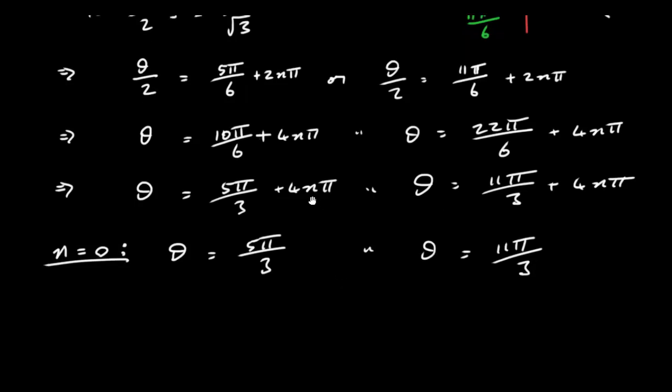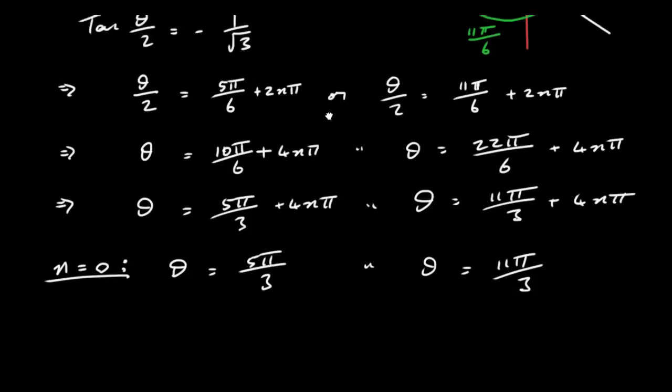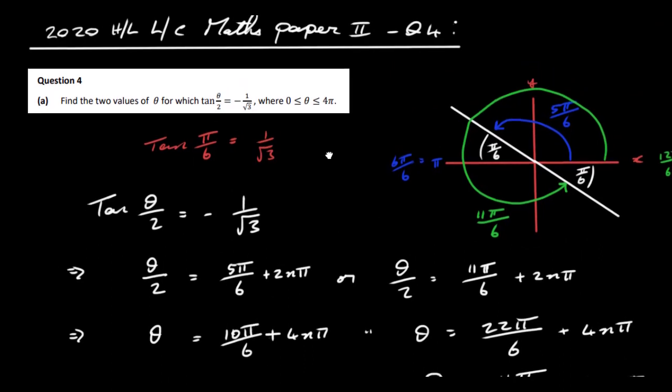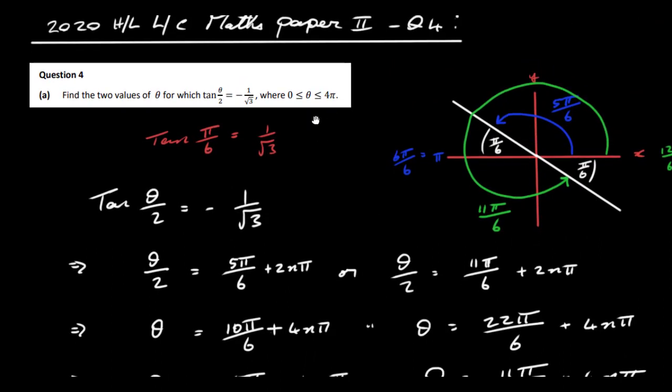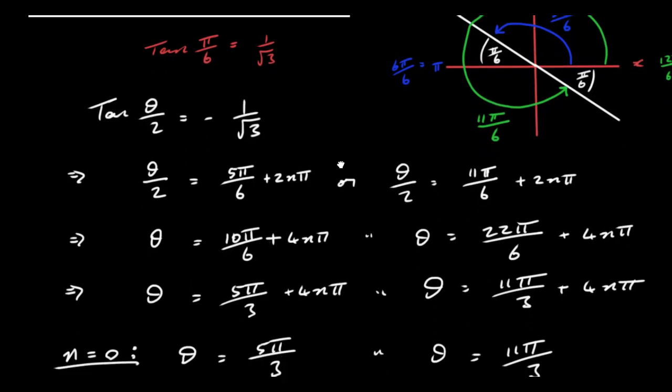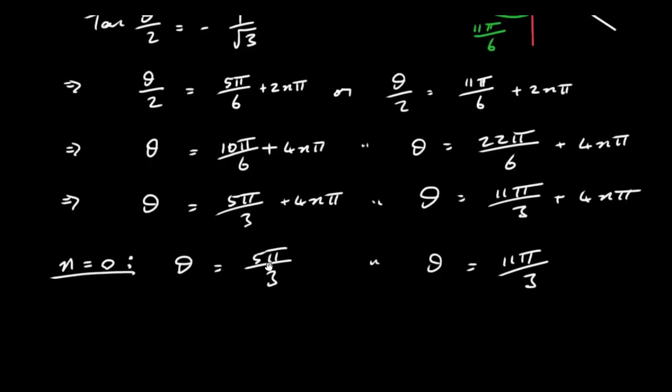Okay, so if we put 1 in here instead of n, we'd end up adding a plus 4π, and that's going to bring us outside the range of values that we were allowed initially. Theta must be between 0 and 4π. So these are our two answers anyway. Theta is 5π/3 and 11π/3.